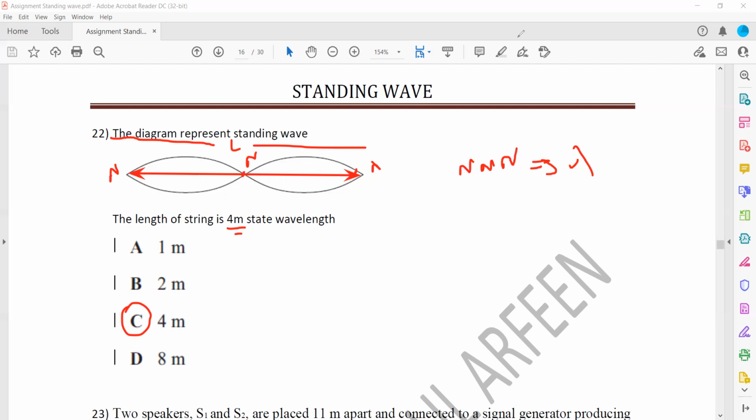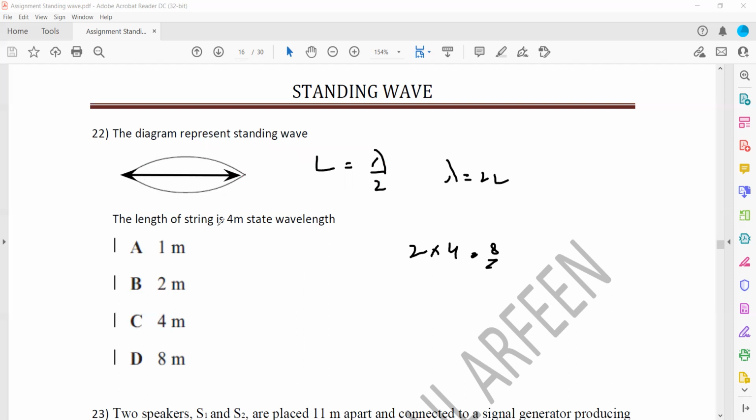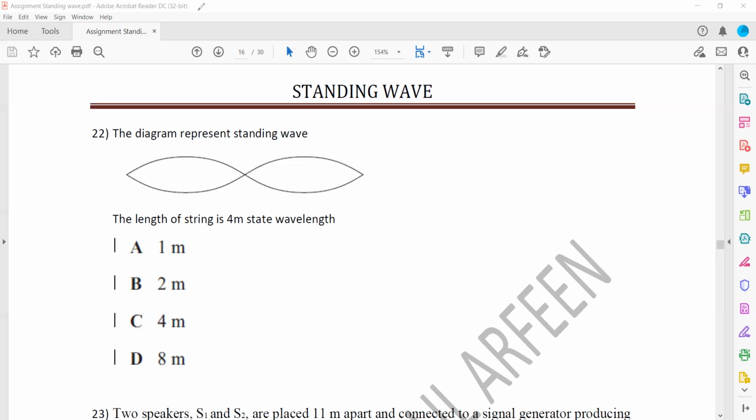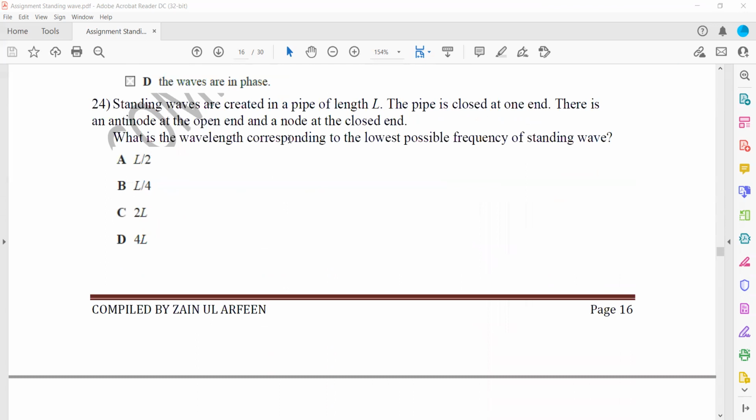If this was only half of it, for example, if only this part was given or shown, then what we can say is length is equal to lambda by 2, or lambda is 2L. In that case, it will be 2 multiplied by 4, which is equal to 8. In that case, D will be the answer, but in the original question, it is one complete wavelength as 3 successive nodes are there.